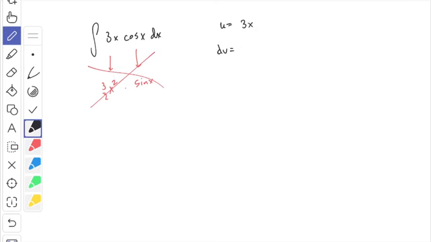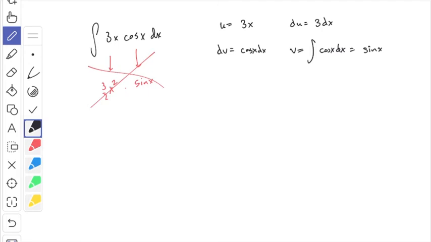I like this idea. Pick u to be 3x, because in the integration by parts, this u eventually will be replaced by du, which means the x will go away, which sounds great to me. So if u is 3x, then du is just 3 dx, right? This means dv has to be everything else, which is cosine x dx. And so v will be the integral of cosine x dx. And what's the integral of cosine x? It is sine x, right?